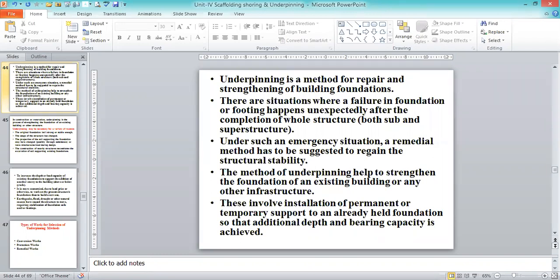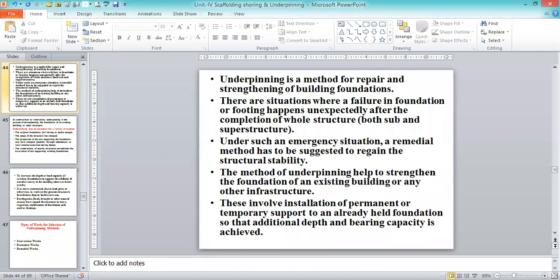In any case, if it doesn't have the load handling capacity, then we can go for repairing, which has to be done by using underpinning. Under such an emergency situation, the points we referred to are the strengthening of the foundation and failure of the foundation. In that emergency situation, a remedial method has to be suggested to regain the structural stability, so that finally your building is going to be safe. That we are going to achieve by using the underpinning technique.